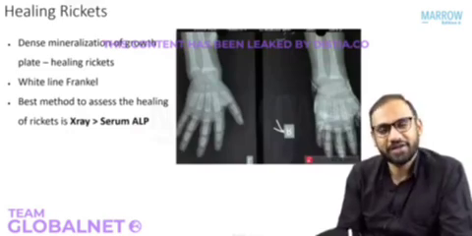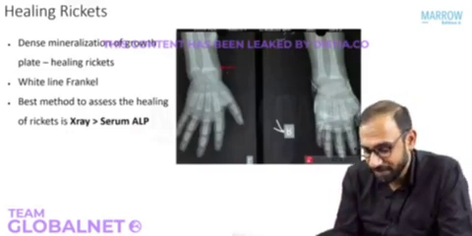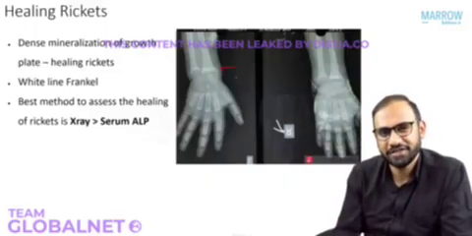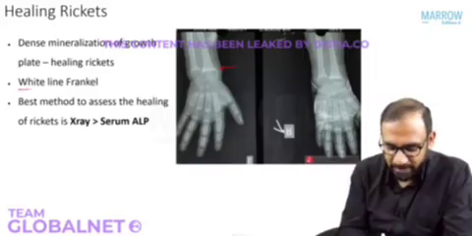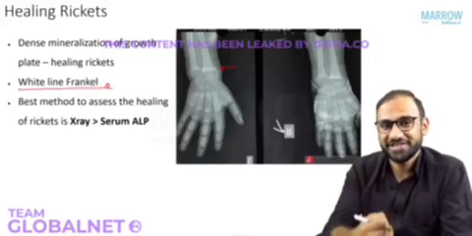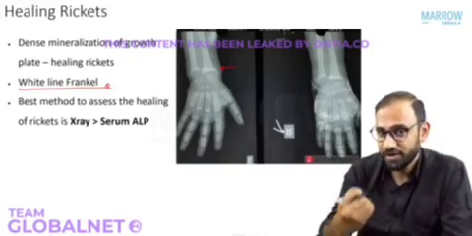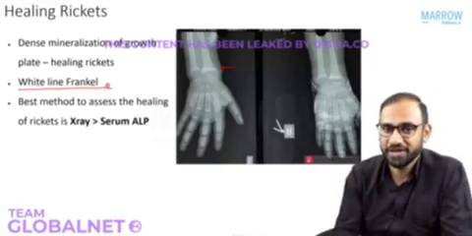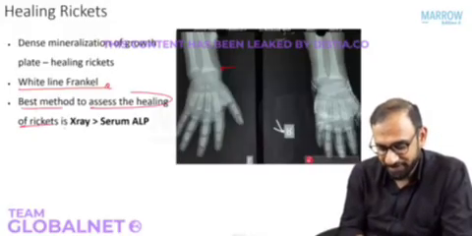This will be the classical radiological picture. The hypertrophic layer will start to get calcified, so you will notice a thick band of calcification. This wide thick band of calcification on the metaphysis is known as white line of Frankel. What does it suggest, friends? It suggests that this patient of rickets is getting treated. The bone is starting to recover. Right? This is a very, very important sign, and it is the best method to assess the healing of rickets.